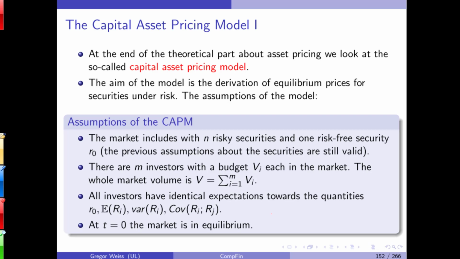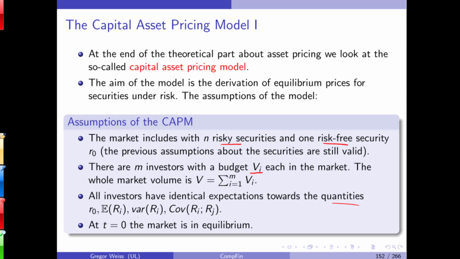So the assumptions, to summarize them, of the capital asset pricing model are: we have n risky securities, one risk-free investment. There are m investors with a budget each of V_i. The whole market volume then is V, simply the sum of all the budgets V_i. All investors have identical expectations toward the quantities: risk-free investment rate, expected return, variance of the returns, and the covariances.